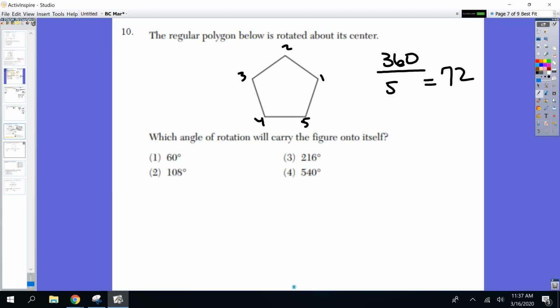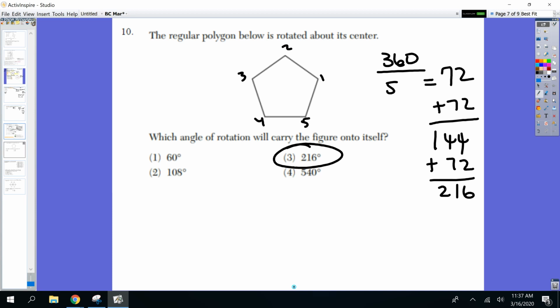degrees. But as you see the choices, 72 is not there. So another 72 wouldn't carry it onto itself. So 144, still not a choice. Let's keep grinding. 6, 216. Yeah, buddy. There we go. So 360 divided by the number of vertices.